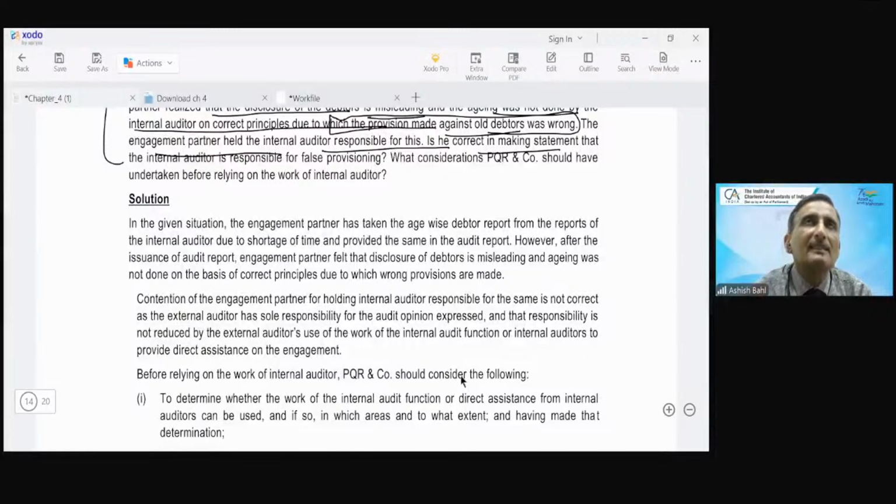Always remember, students, that the ultimate responsibility of the opinion expressed on the financial statements is of the external auditor, is of the statutory auditor. He cannot skip his responsibility. He cannot abdicate his responsibility by saying that I had relied upon the work of the internal auditor. No. Clear? Is that clear? Yes, Shubham. Is that clear?